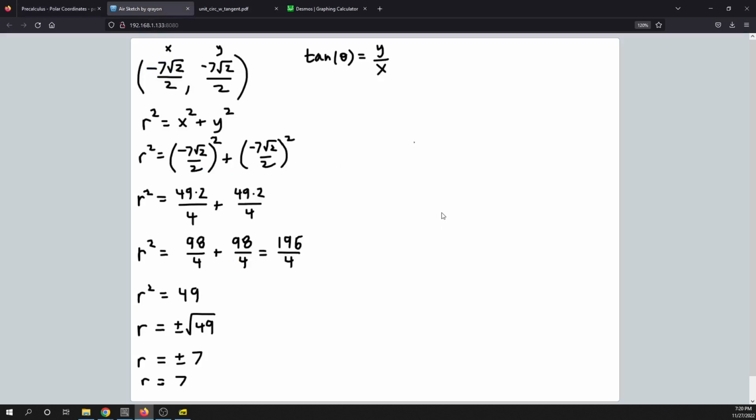Okay, next up is the value for theta, rather. So we go with tan theta equals y over x. So that would be tan theta equals minus 7 square roots of 2 over 2 over, and x is also minus 7 square roots of 2 over 2. Okay. So that is going to wind up to be 1.